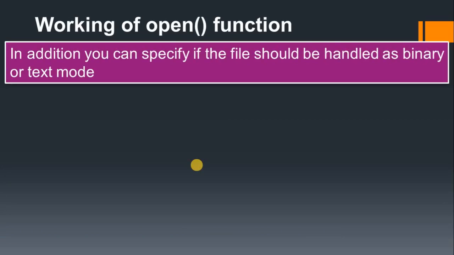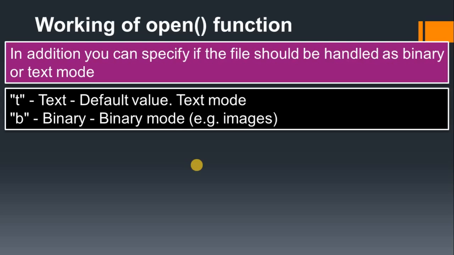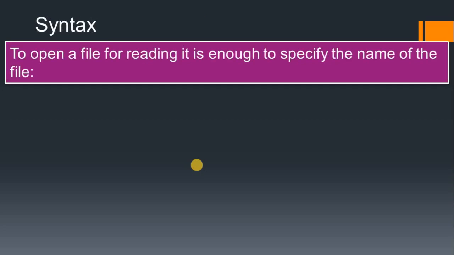Now in the open function you can specify the mode, like text mode or binary mode, so that it is clear whether it is a text file or a binary file. By default, whenever you use the open method, it is text mode, and B means binary, but if you are specifying a binary file you have to manually specify B. We will go for the syntax now.